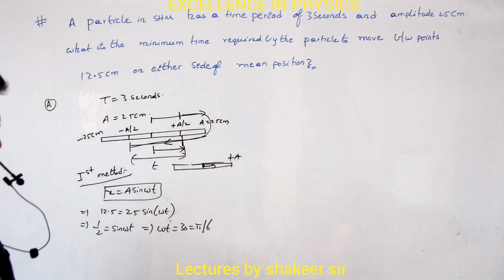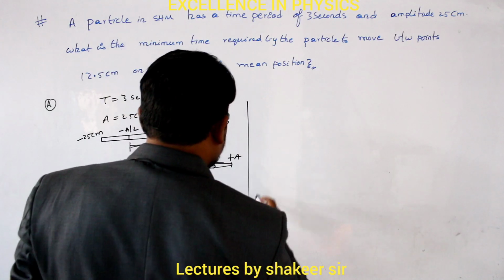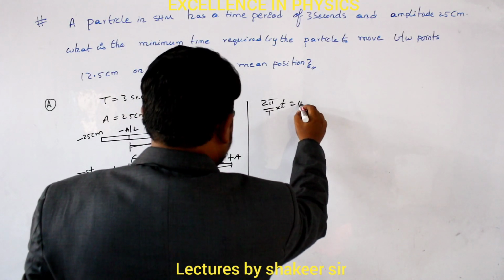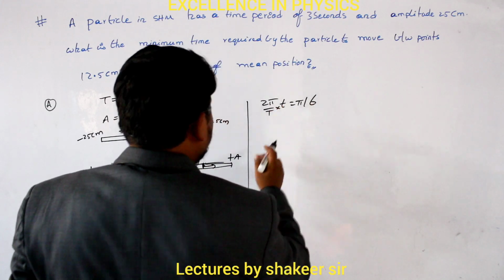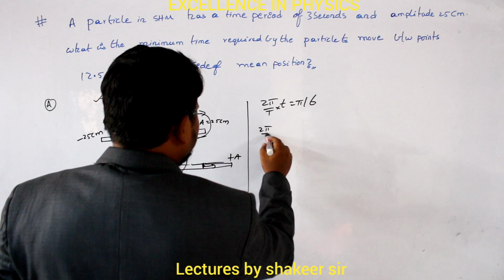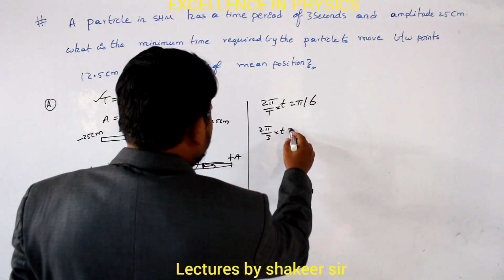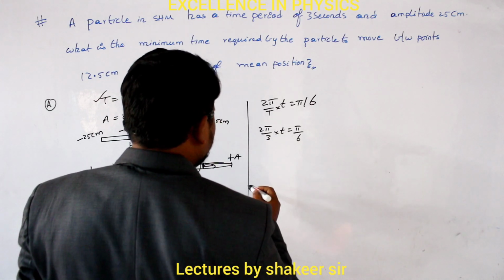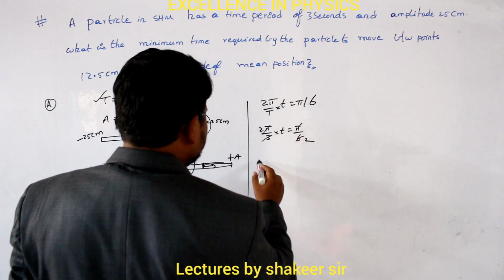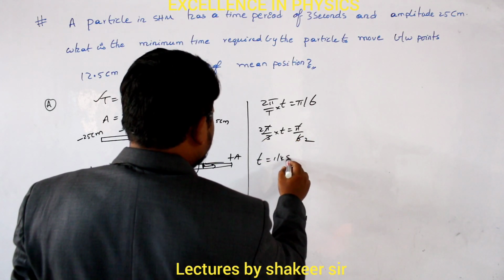Clear? So therefore, omega can be written as 2 pi by capital T, into t is equal to pi by 6. Clear? And time period, how much? The time period he gave is 3 seconds, so substitute here. So 2 pi by 3 into t is equal to pi by 6. Clear? So 3 1s are 3, 3 2s are 6, and this pi and pi get cancelled. So t is equal to 1 by 4 seconds.